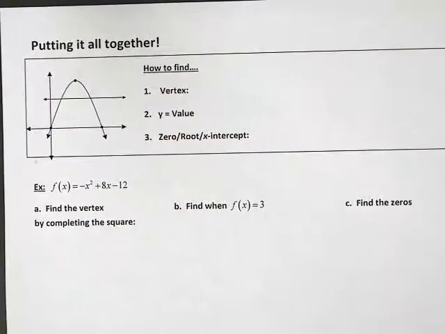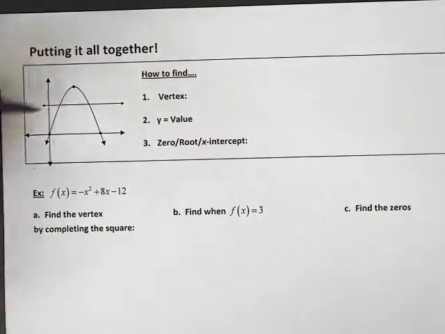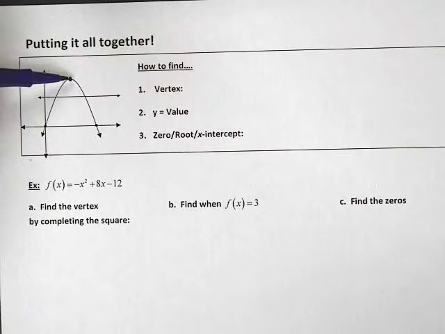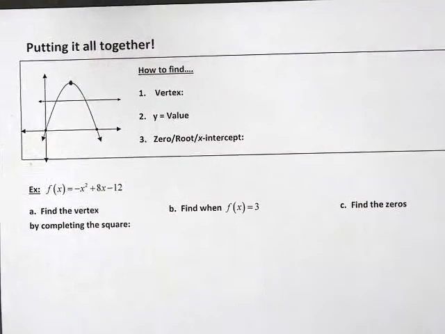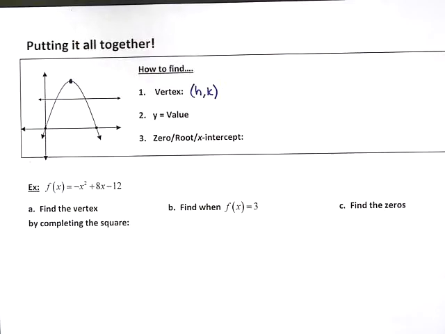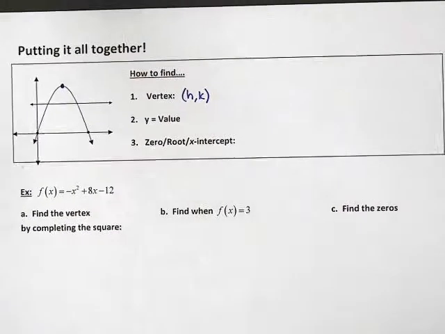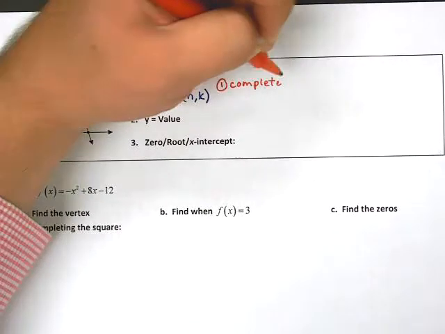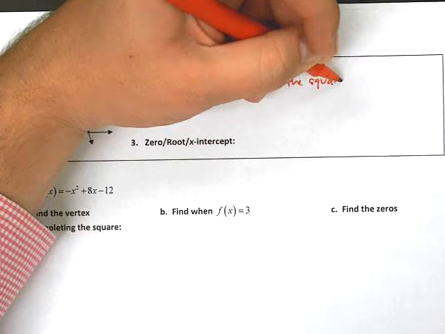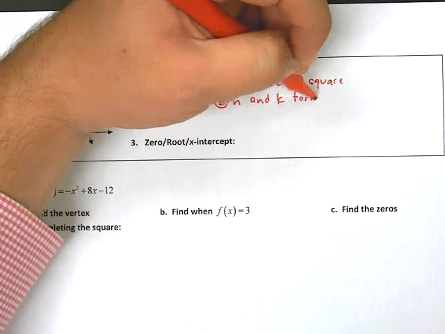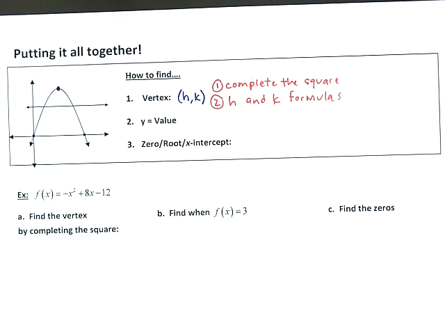All right? Now, putting all of this together, we can find a vertex, we can find some random y value, we can find zeros or x-intercepts, and we have different ways. So we know that we need h and k to get the vertex. Now you have choices, right? You have options. Of course, on this video, I want you to always use the h and k formulas, but we learned that you can either complete the square or you can use h and k formulas to get h and k.